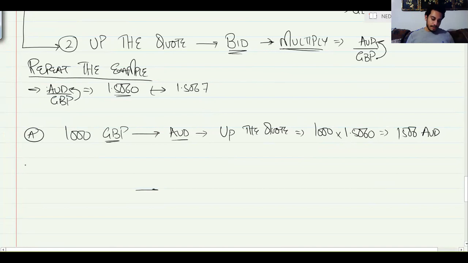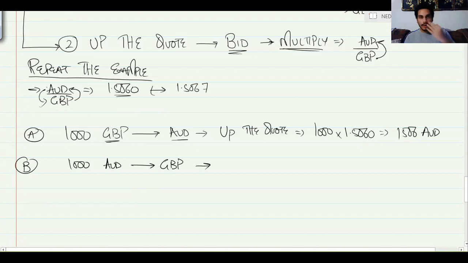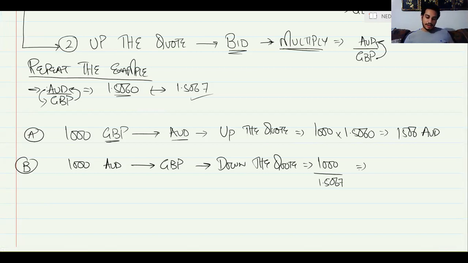Let's try number two, B. I want to convert 1,000 Australian dollars into pounds. Now I'm using the down the code method, coming from Australian dollars into pounds. In order to use down the code, which code do we use? Ask. And what rule? Division. So I place 1,000 here, divided by the ask, 1.5067. Let's see what answer I get. 1,000 divided by 1.5067, I get about 663.7 pounds.